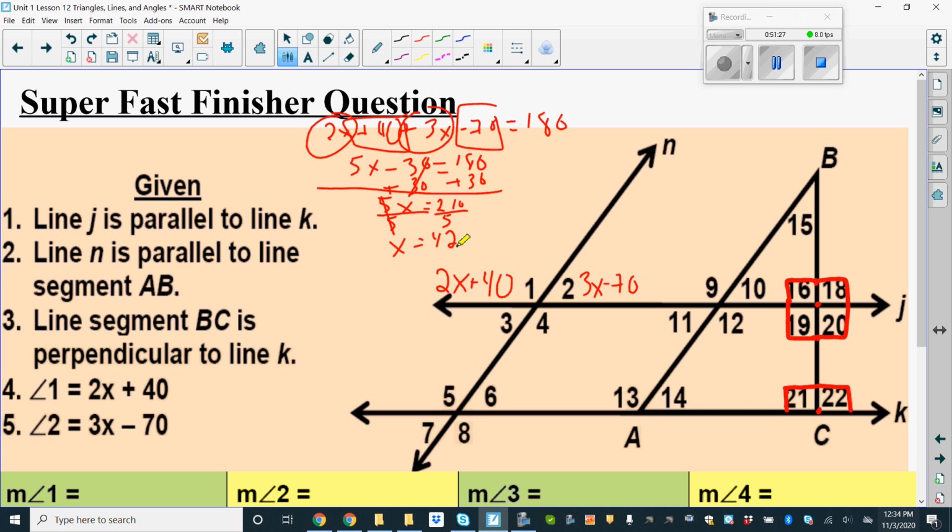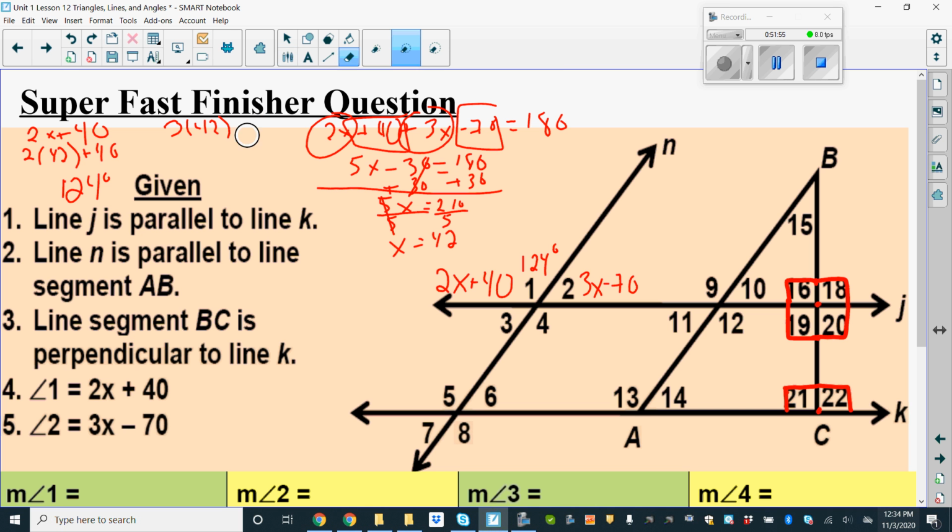Now to solve for this angle, you have to take 2x plus 40. Substitute 42 in for x, and we get the angle measurement is going to be 124 degrees. So this right here is 124. And to solve for the other angle, we could substitute in 3 times 42 minus 70. And you get 56 degrees. So this is 56 degrees.